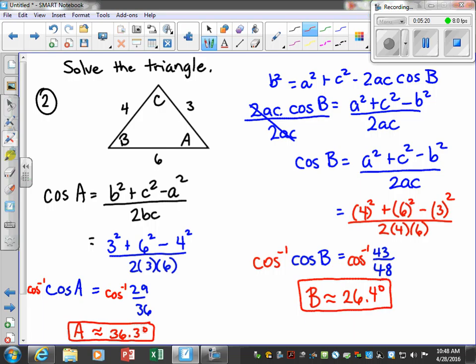Okay, good. Now I have two options for angle C. I can either do this same process, just like we've done for A and B, to find angle C, or what else can I do? Add it together. I could say angle A plus angle B plus angle C should total to be 180 degrees altogether. So then that would make angle C approximately 117.3 degrees.